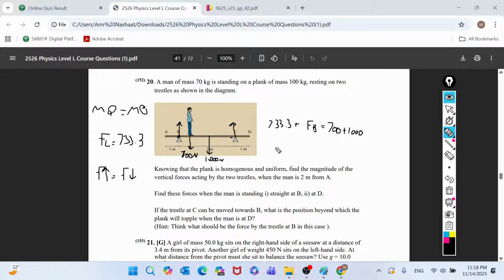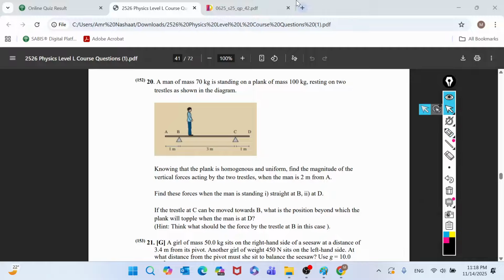Now this is very easy, just do it on your calculator. You're going to get F of B equals 966.7. Okay, guys, now for points B and C and all these points in the question, you're just moving the man around. You're going to solve it the exact same way. You're just taking him from here, putting him here, putting him here. I'm not doing all that.